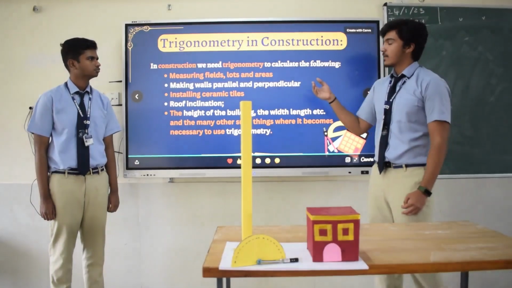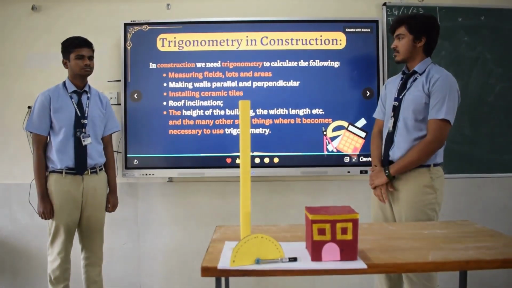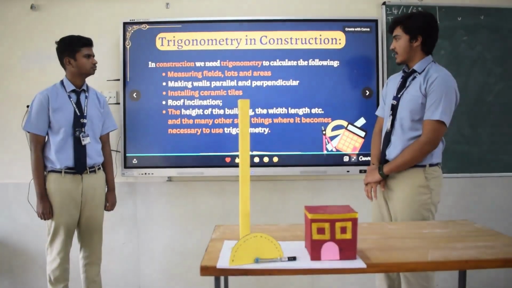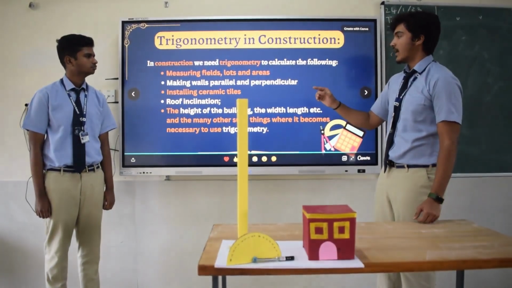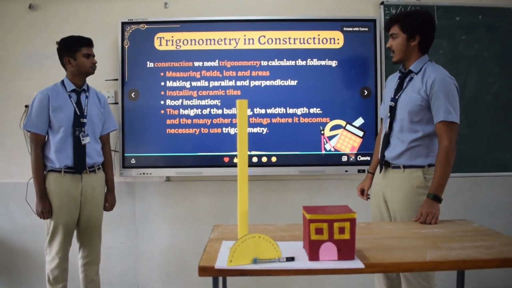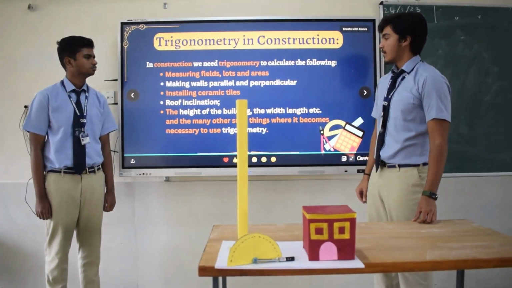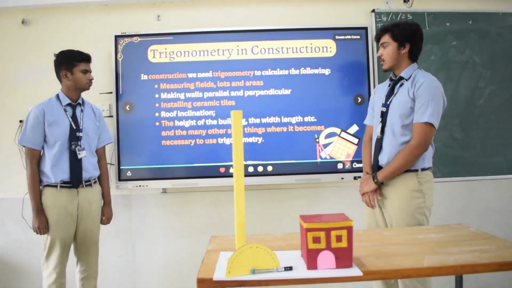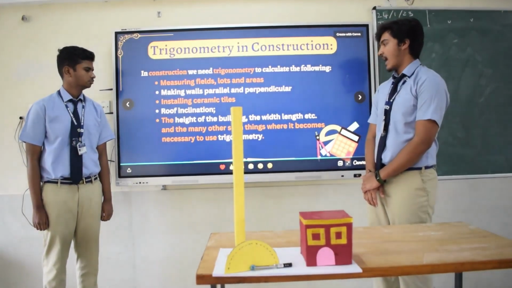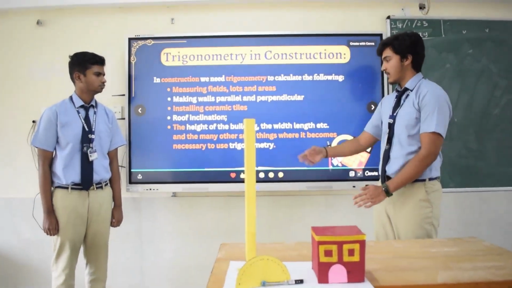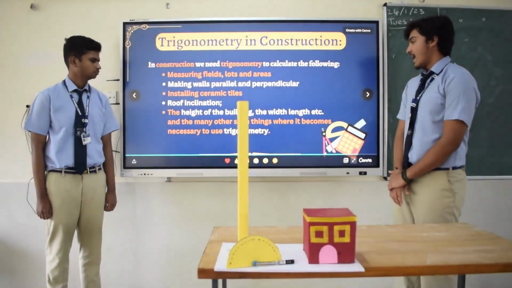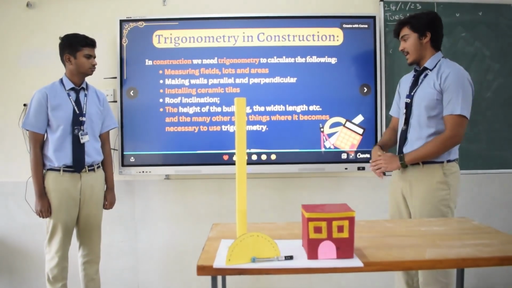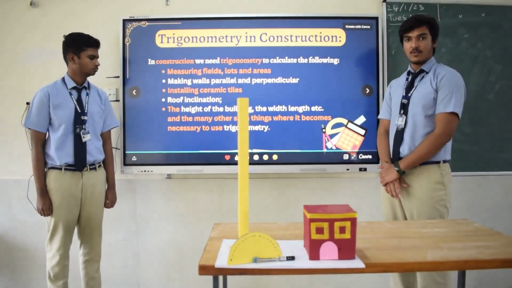Next, we shall be looking at how trigonometry is used in construction. In construction, we need trigonometry to calculate the following: 1. Measuring fields, lots and areas. 2. Making walls parallel and perpendicular. 4. Roof inclination. And 5. The height of the building, the width and length, which we saw. There are many other such things where it becomes necessary to use trigonometry.